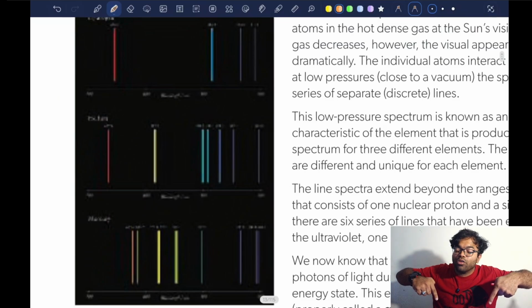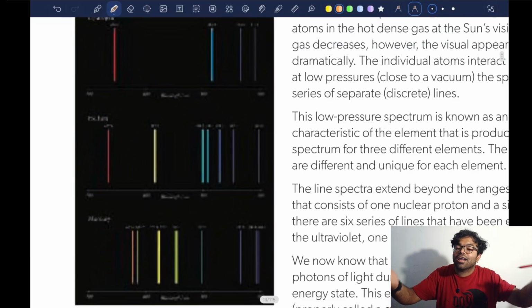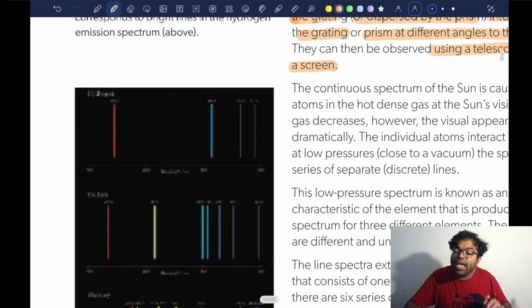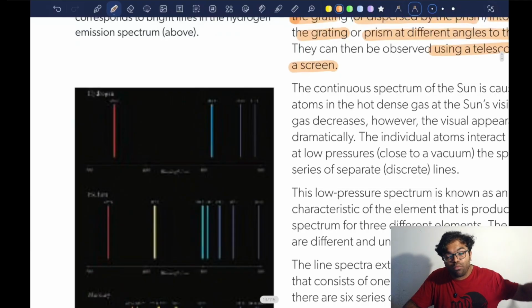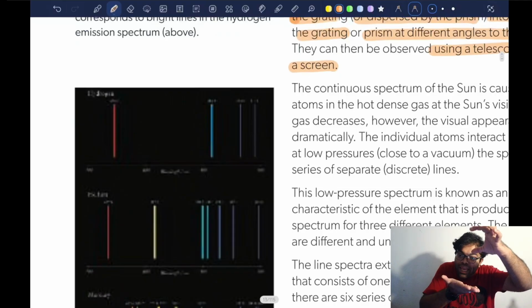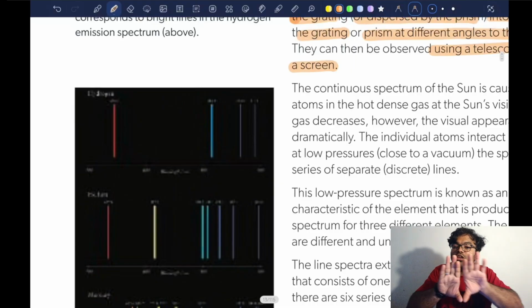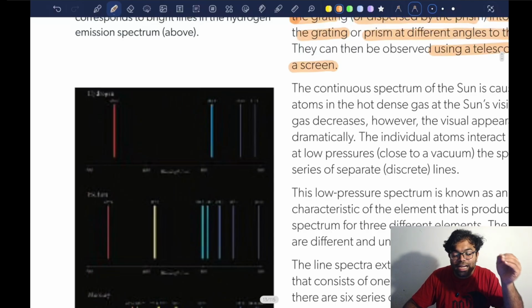In the emission spectrum, you are observing colors in a dark background. Now, if you take the absorption spectrum of one element and the emission spectrum of the same element, and then place them one on top of each other, you will again get a continuous spectrum. See, an element can only absorb certain wavelengths. An element can only emit those same wavelengths when it is excited.